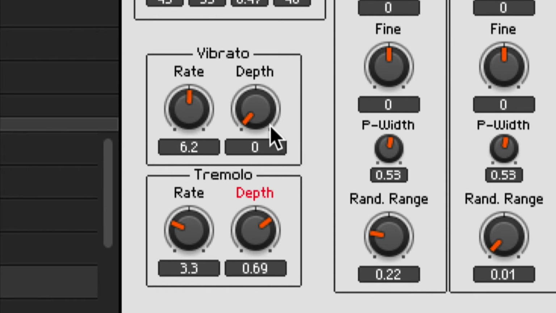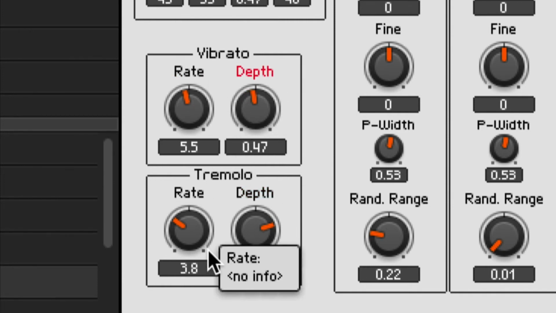Now we can use vibrato and tremolo at the same time. We could set the rate to be the same, but if we set the rates to be different, now with them different, the vibrato and tremolo are out of phase with each other, and our sound is constantly changing. Yay.